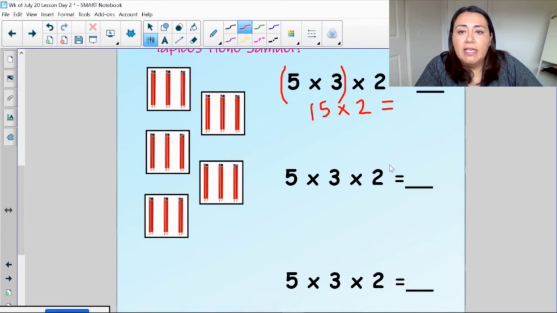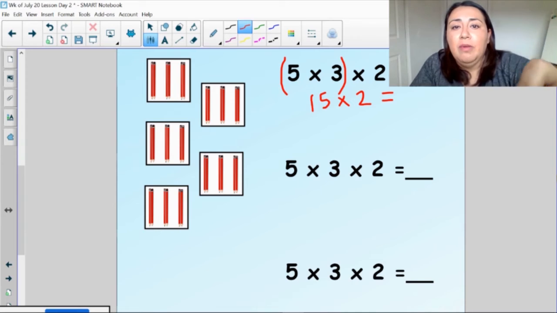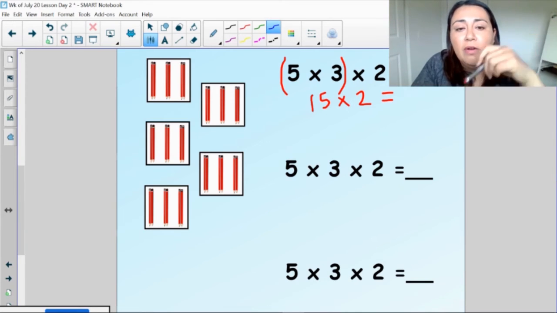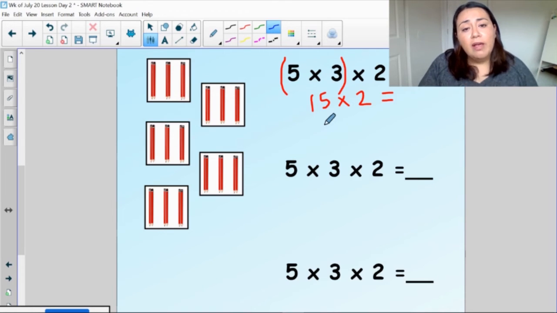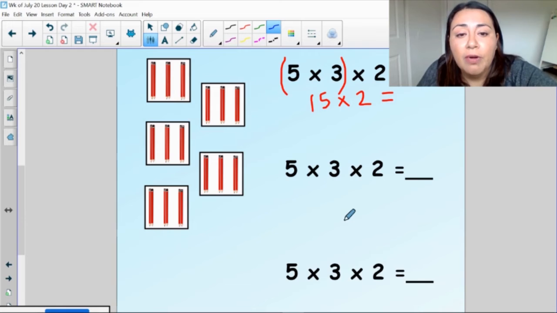Así que vamos a ver la siguiente manera en la que la podemos hacer. A ver, cambio de color. Ok, hicimos aquí 5 paquetes de a 3. 3 paquetes de lápices en 5 cajas. Pero, ¿qué tal si primero averiguamos cuántos lápices hay en cada caja? Sabemos que hay 3 paquetes y sabemos que hay 2 lápices en cada paquete, ¿verdad? Entonces, ¿por qué no hacemos esta parte primero?